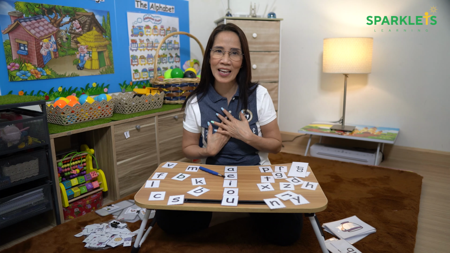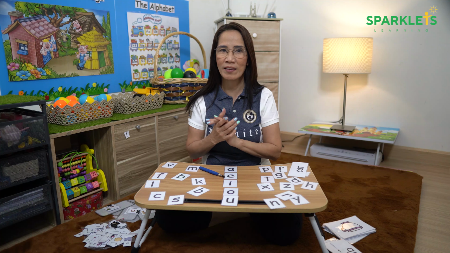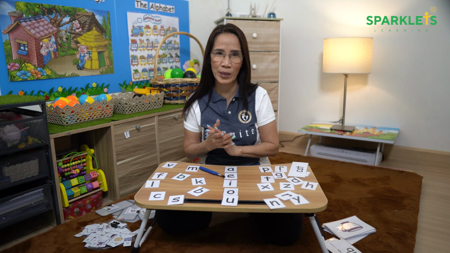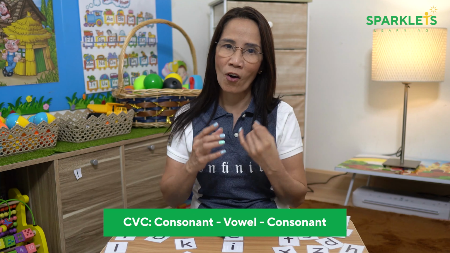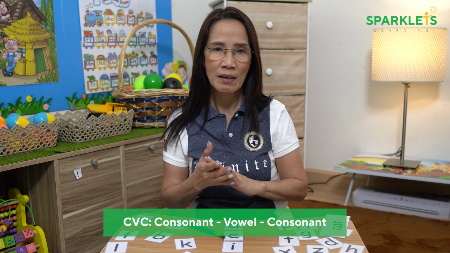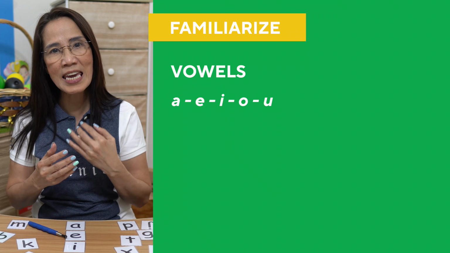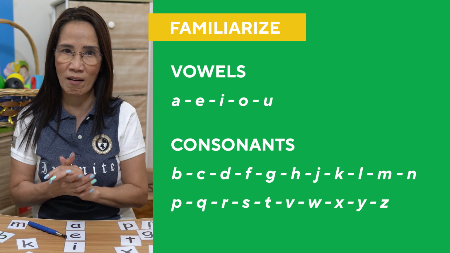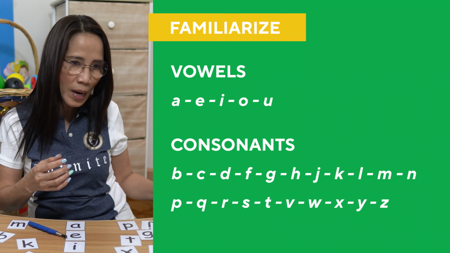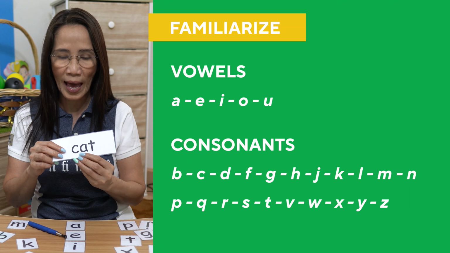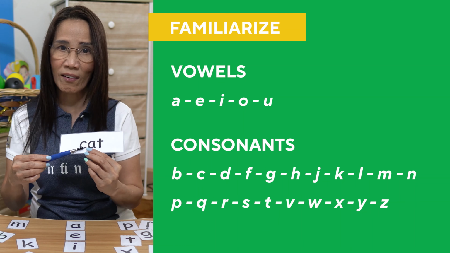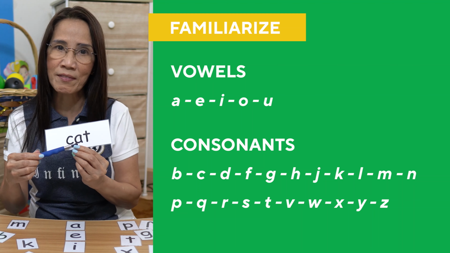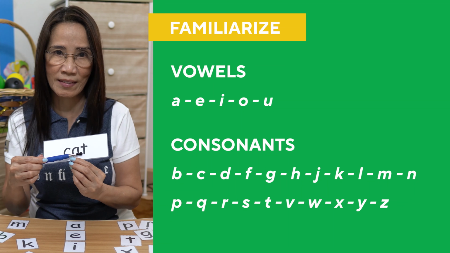I am Teacher Roselle, and in this video, our topic is about teaching CVC words. CVC means consonant, vowel, consonant. Vowels are A, E, I, O, U, and the rest of the letters of the alphabet are consonants. So, if we have the word cat, C is a consonant, A is a vowel, and T is a consonant.